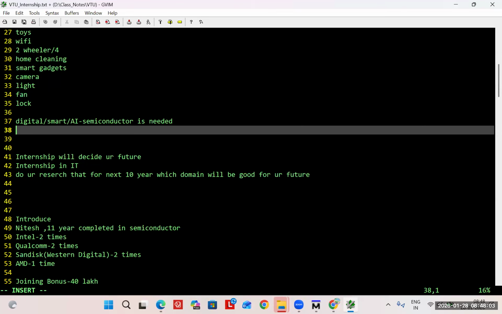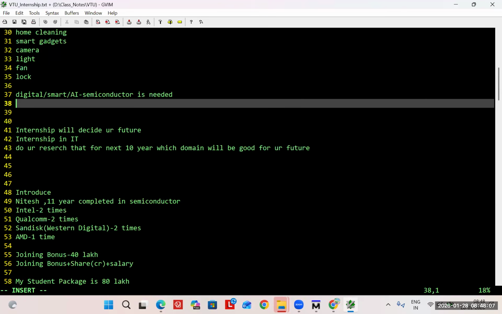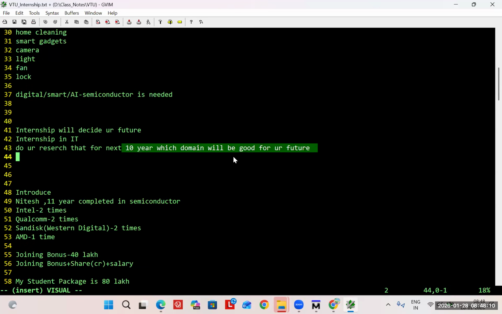Whatever internship you do will decide your future. So for the internship domain, do research, then take it. Maybe semiconductor or whatever you need.